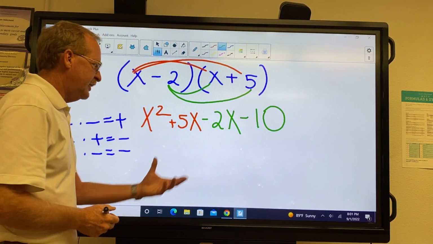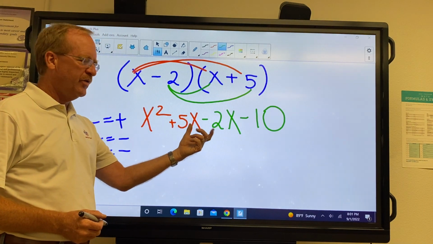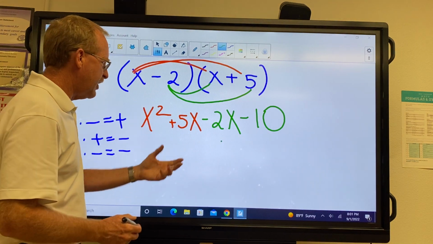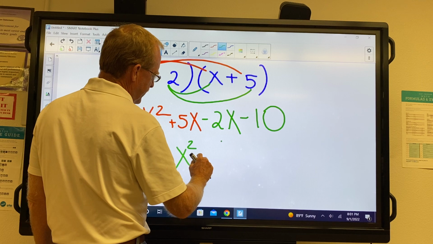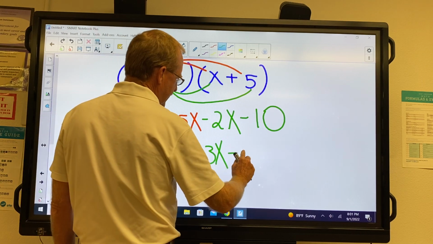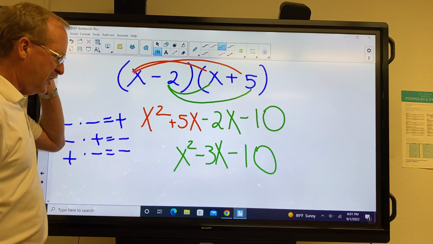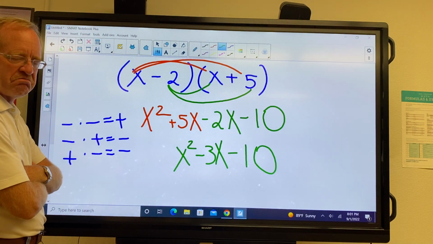We're going to combine what I like to call the guts, the x's. Your teacher is probably using middle term, which is the correct way to say it. And that's going to be 5x minus 2x, which is 3x. We're going to drop that down, nobody to play with for him. And our final answer is going to be x squared minus 3x minus 10.